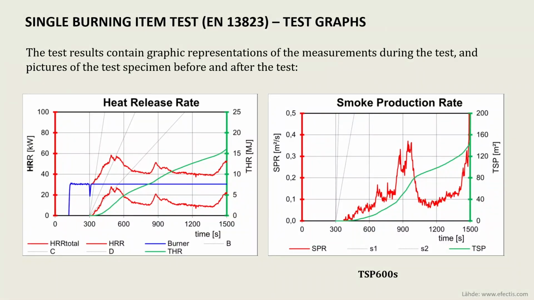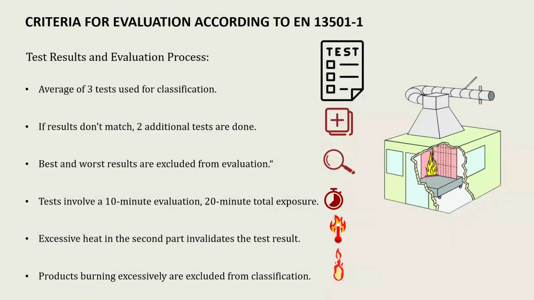For each test, the product's behavior in producing flaming droplets and particles is observed and recorded, noting whether they have occurred or not. The test results described here can be used for assessing a classification according to EN 13501-1. Normally, this is done based on the average of 3 single tests. If the results do not match the predicted classification, 2 additional tests can be done and the best and worst results will be excluded from the evaluation.